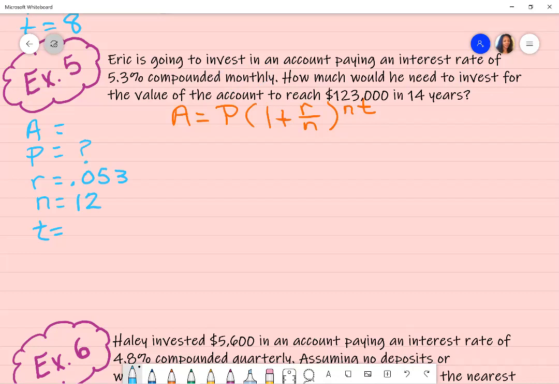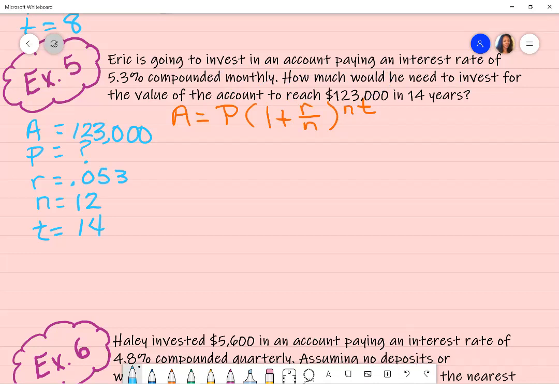Invest for the value of the account to reach. So what do I need to end up with? 123,000 in 14 years. See, take it step by step. It should be pretty easy.